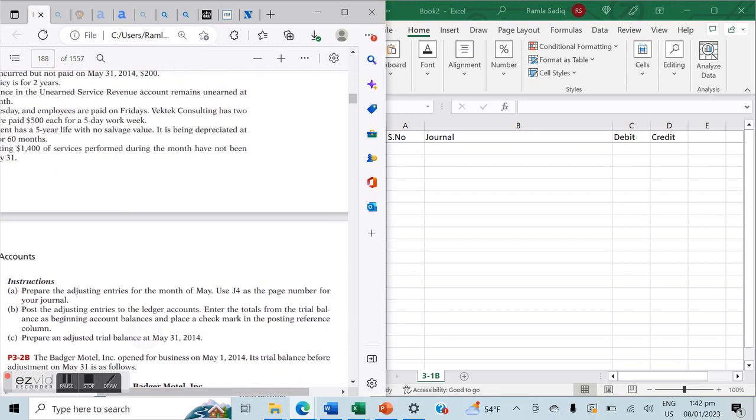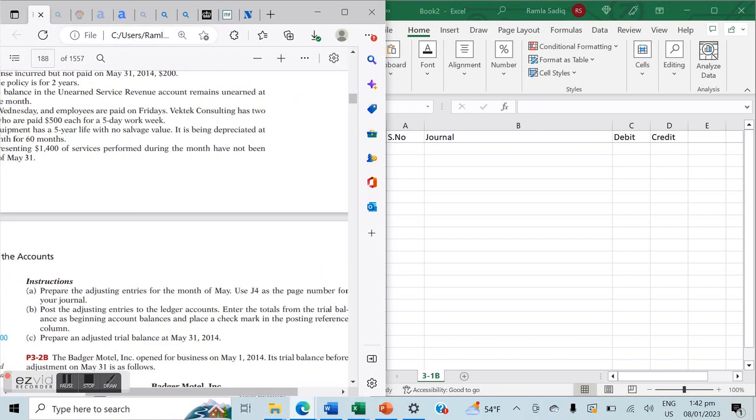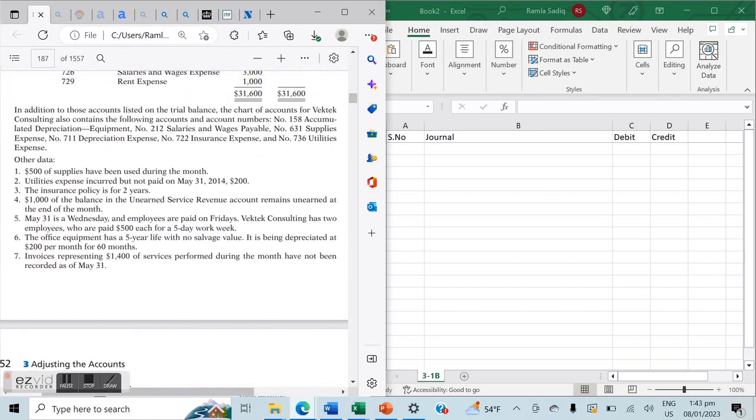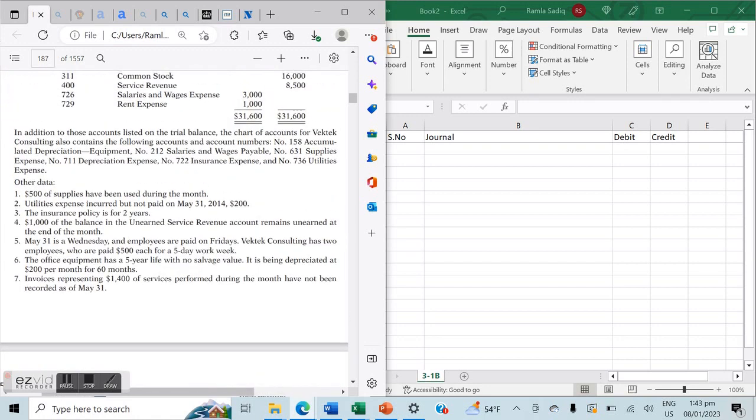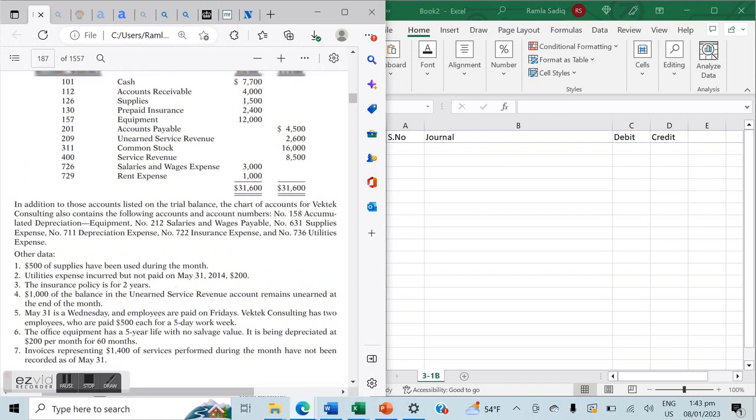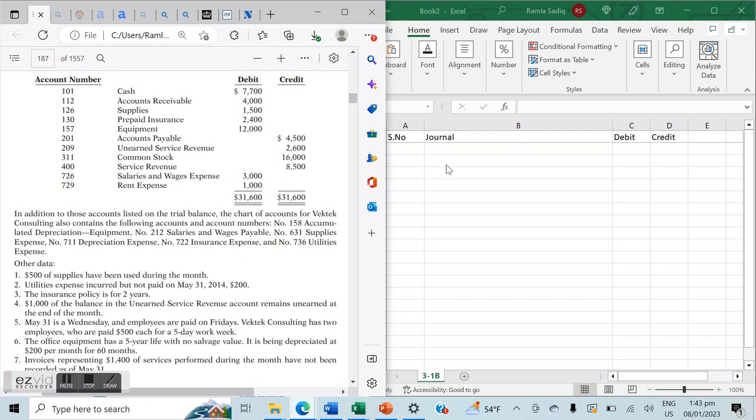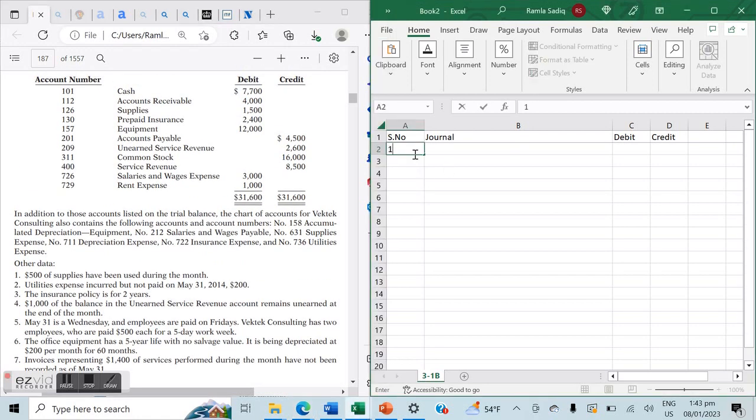And in the instructions, you'll see over here that the first instruction is to prepare adjusting entries for the month of May. So in this, the first entry that we have is $500 of supplies have been used during the month. So if we keep in mind that each adjusting entry is directly associated with something that's already happened on the trial balance. When we say that $500 of supplies have been used during the month, that means that that account should ideally decrease by that amount.